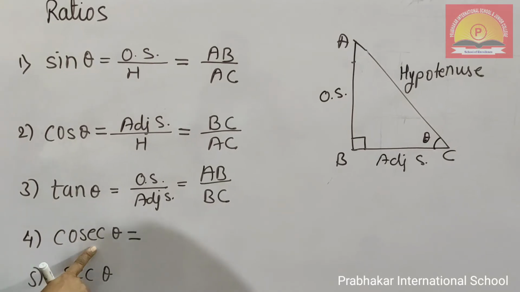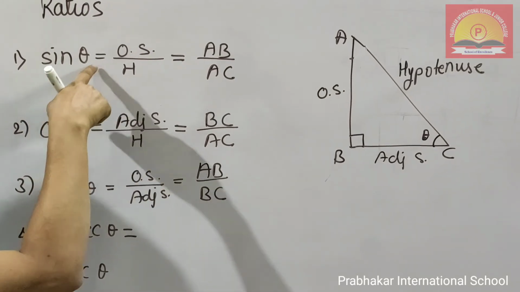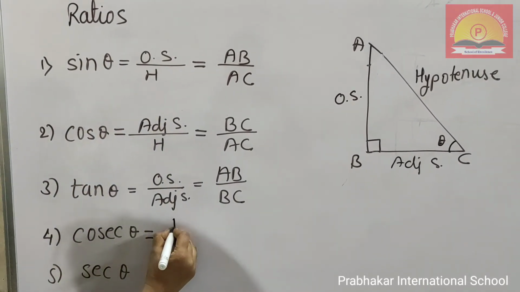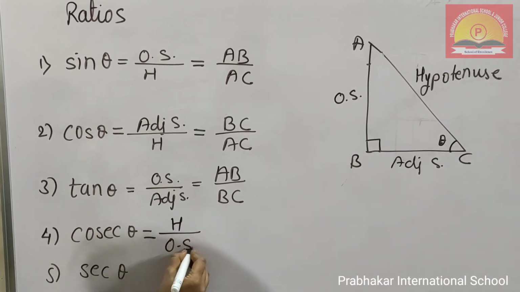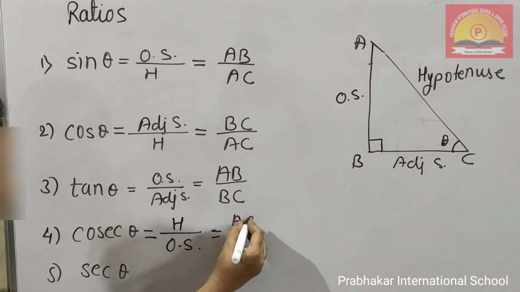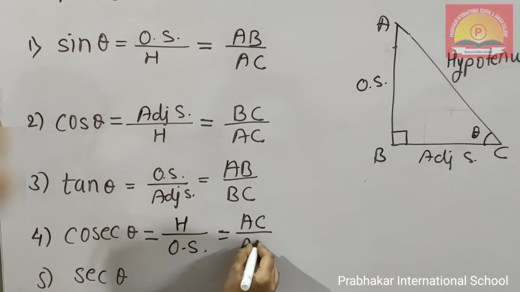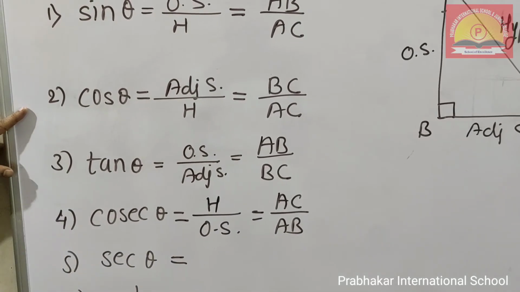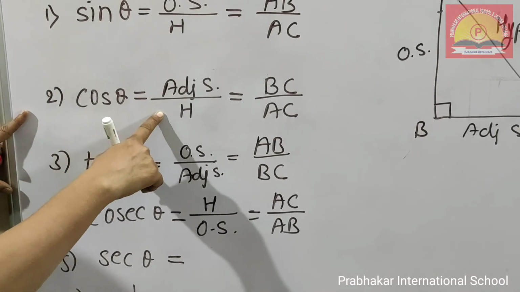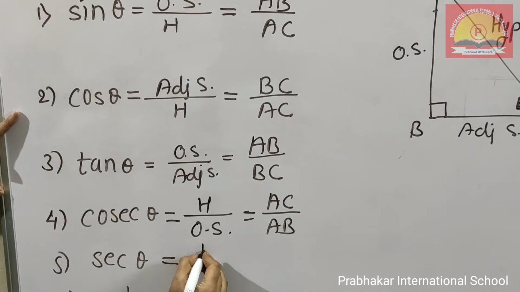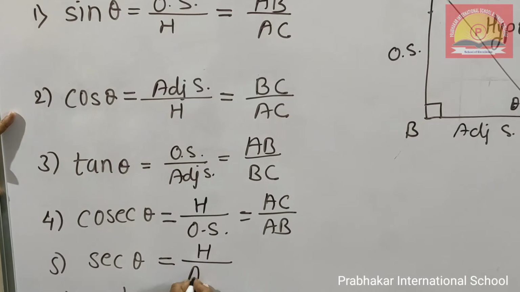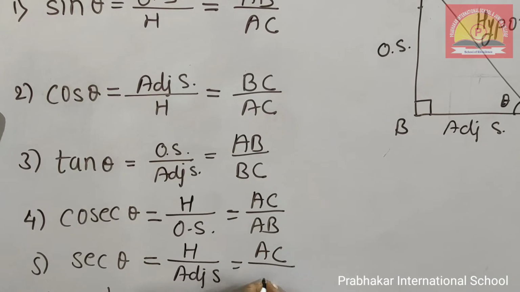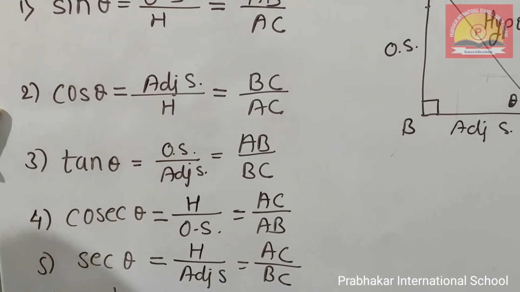Now remember, cosec theta is the inverse of sin theta. Sin theta equals opposite side upon hypotenuse. So cosec theta will be equal to hypotenuse upon opposite side. Now which is the hypotenuse? AC, and the opposite side is AB. Similarly, sec theta is the inverse of cos theta. Cos theta equals adjacent side upon hypotenuse. So therefore sec theta equals hypotenuse upon adjacent side. So hypotenuse is AC and adjacent side is BC. This will be the ratio.